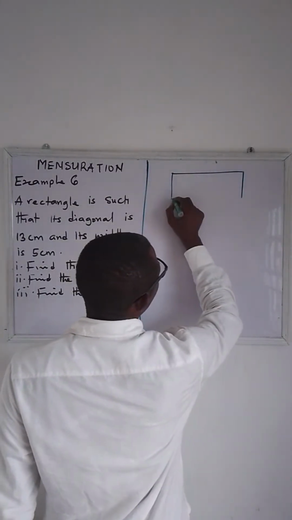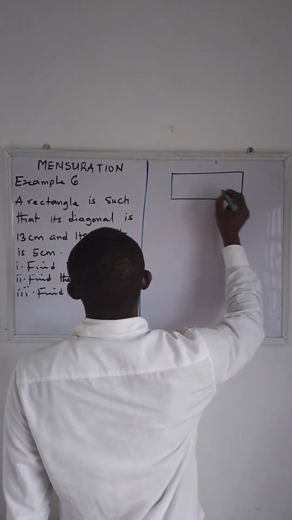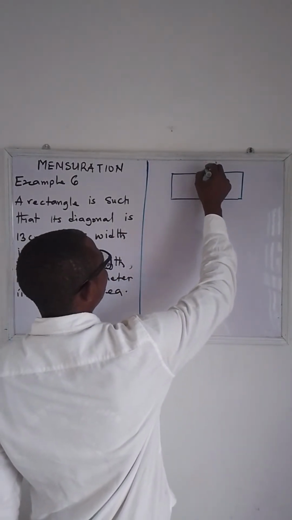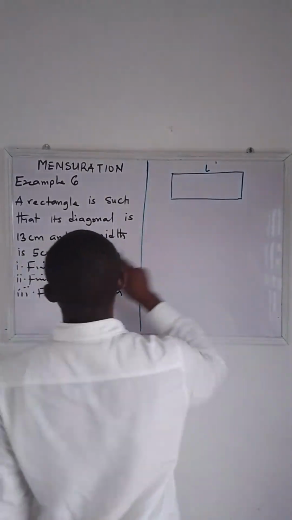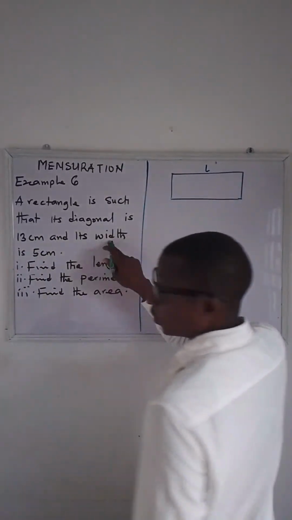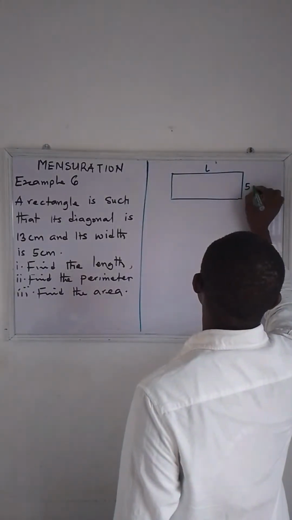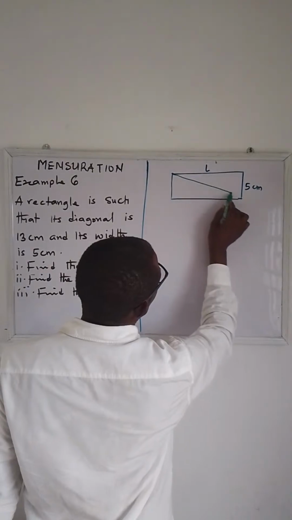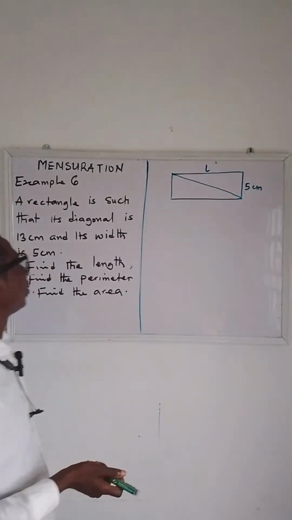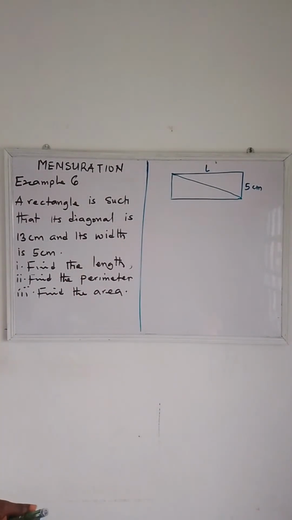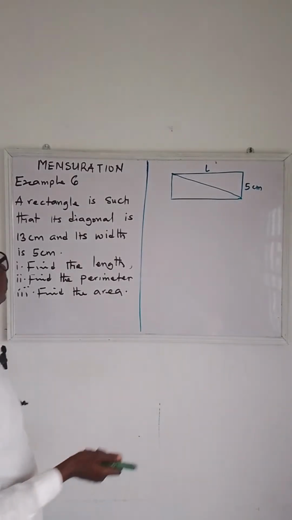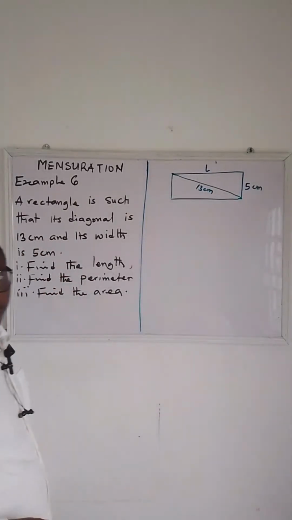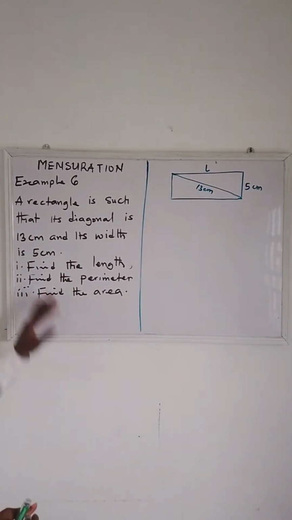Let's draw the diagram. So the length is not given. We don't know that. That's L. While the breadth is given, which is also the same thing as the width. So that's 5 centimeter. We are given the diagonal. This is the diagonal here. The length of the diagonal is given to be 13 centimeter. All right. So now the question is, what is the length?